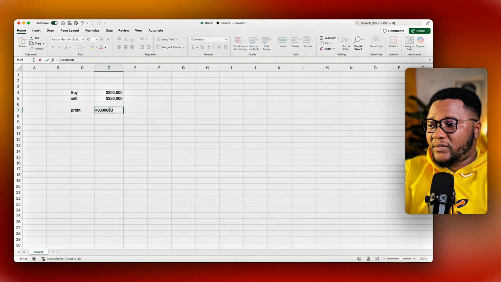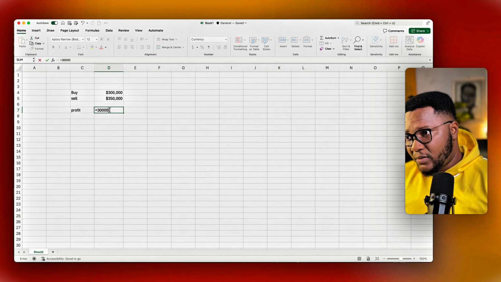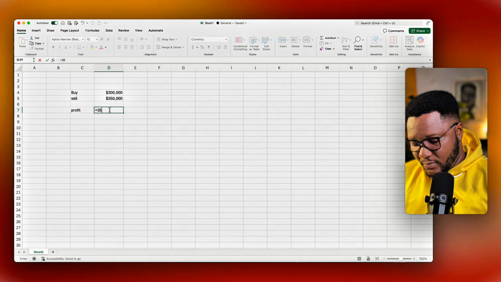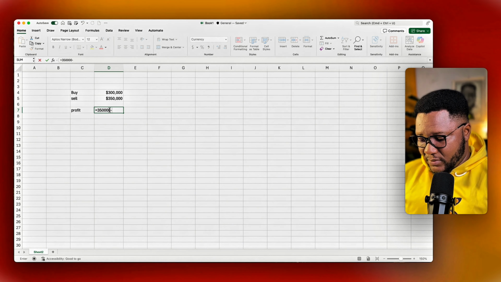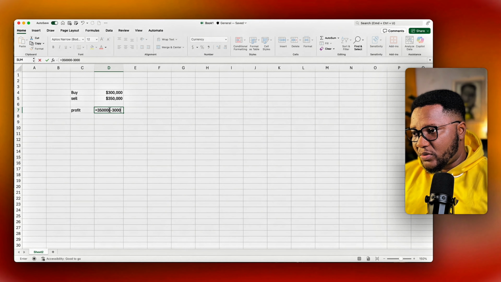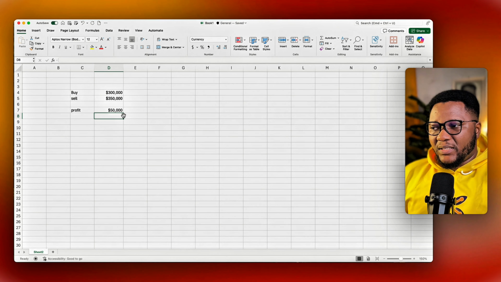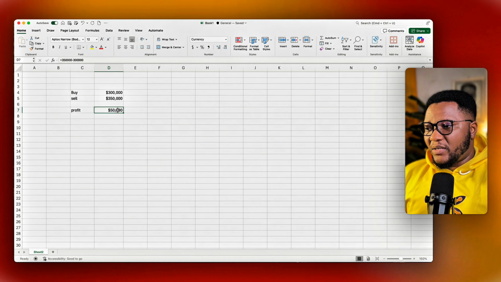And then we're going to type in 350, 1, 2, 3, minus 300. What we sold it versus what we bought it. And we're going to press enter. So you can see that it gave us $50,000.